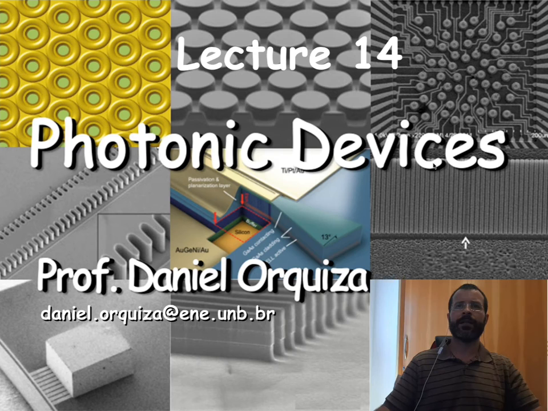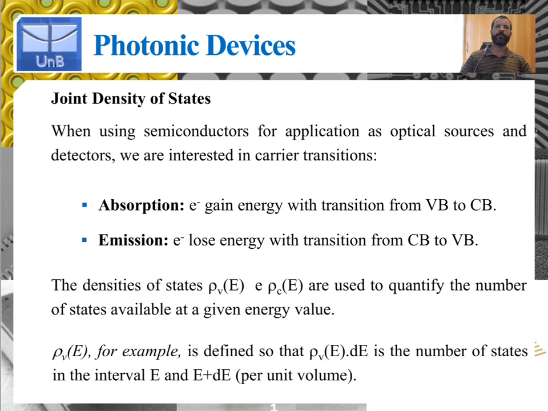On today's lecture we're going to talk about the joint density of states for transitions between the conduction and the valence bands, and also we're going to define the quasi-Fermi levels. So when we're dealing with semiconductors for optical applications, as for example optical sources and detectors, we are most interested in the transitions between the bands, right?